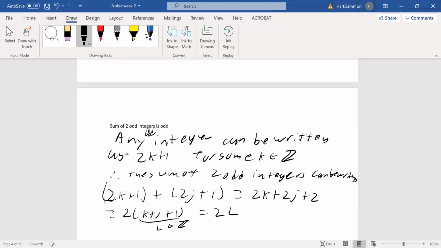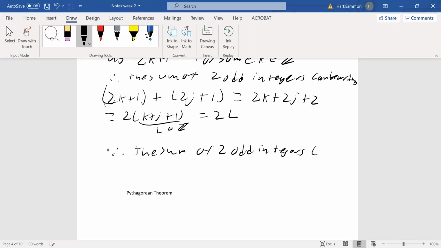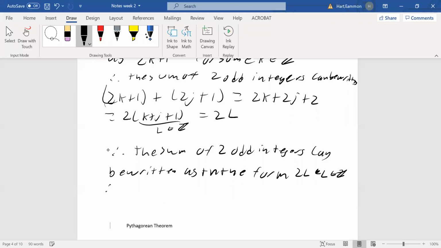Therefore, we have the sum of 2 odd integers can be written in the form 2L, L in Z, or it is even.